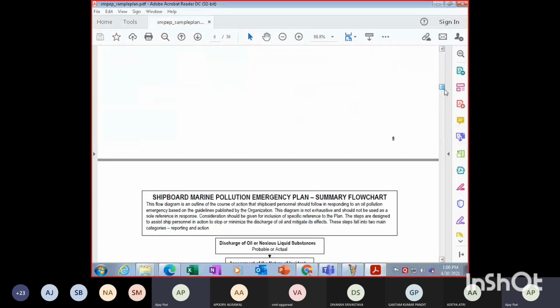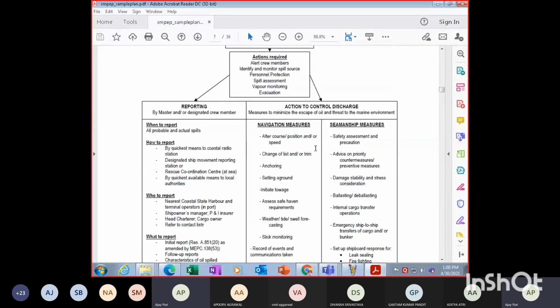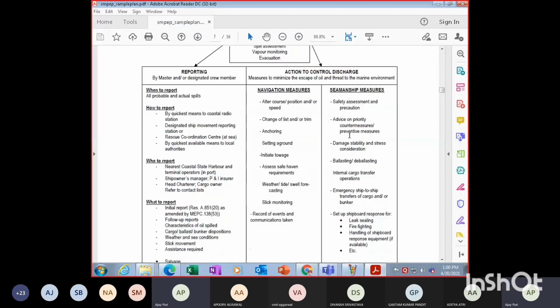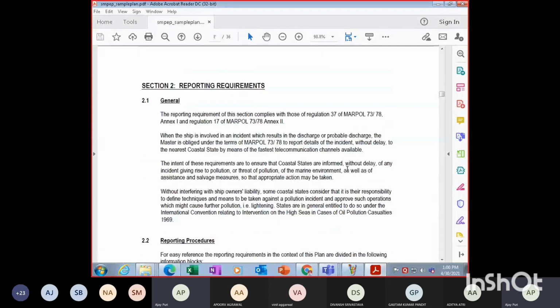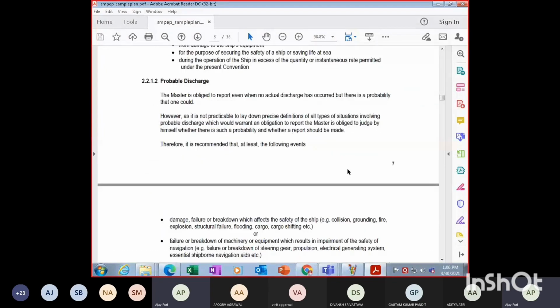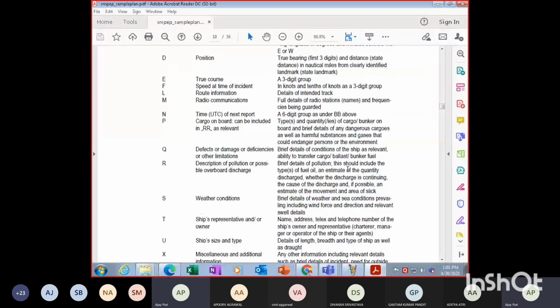So this is how your SMPEP works: actions required, reporting, navigation measures, seamanship measures, steps to initiate external response, how you report. This will be useful this much for the oral; for the theory this much is not needed.